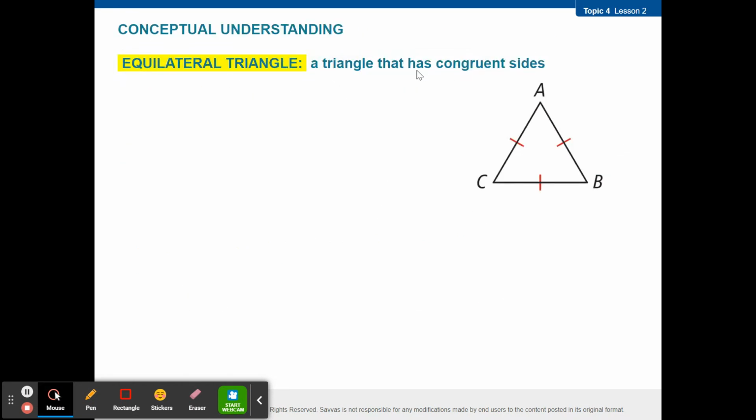All right, so equilateral triangle. Again, you're going to want to add this stuff in. It's a triangle that has congruent sides. That is the formal definition.